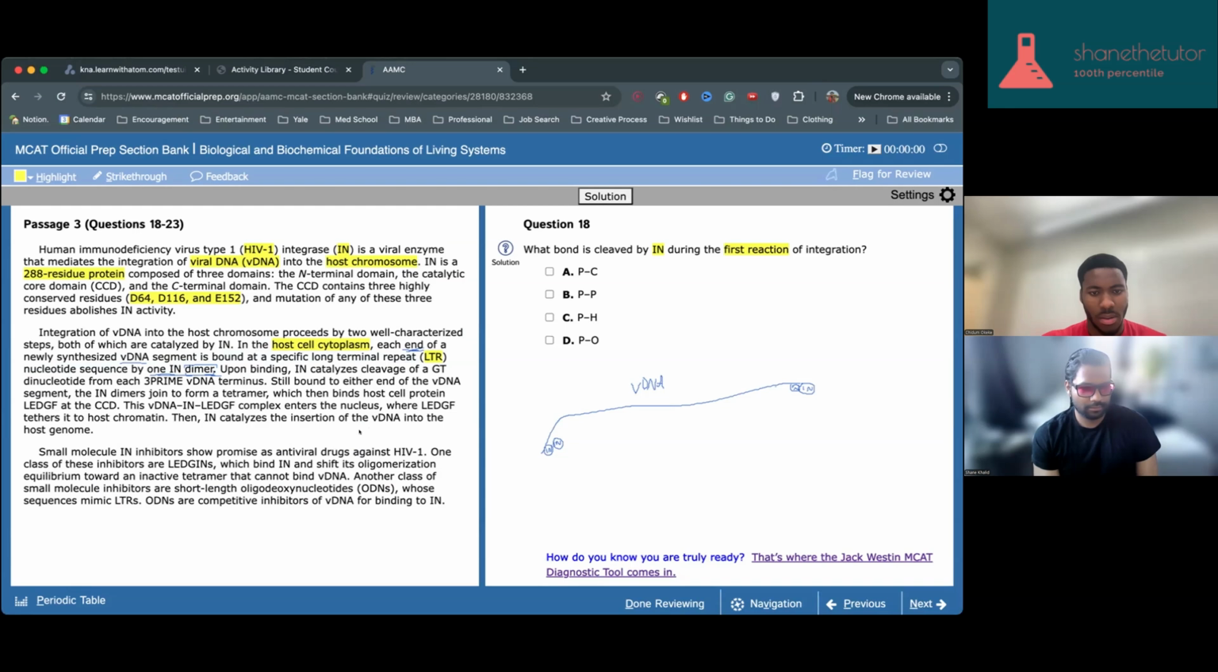Which then binds host cell protein LEDGF at the CCD. This vDNA-IN-LEDGF complex enters the nucleus, where LEDGF tethers it to host chromatin. Then IN catalyzes the insertion of the vDNA into the host genome.